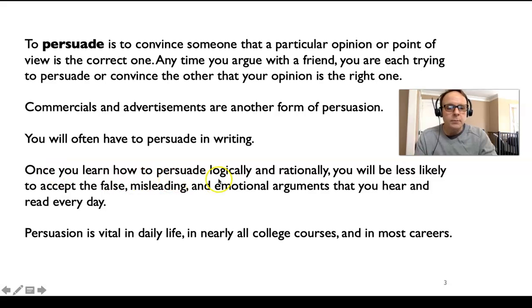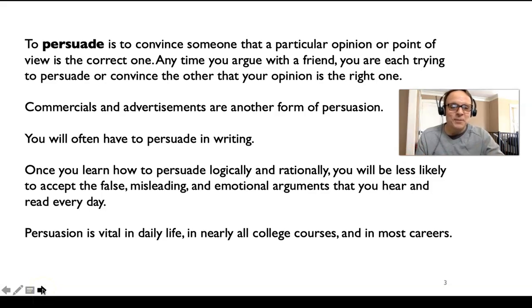And so, knowing how to persuade logically and rationally, you'll not only be better at persuading people, but you'll be less likely to accept information that's false, misleading, or just overly emotional arguments that you hear and read every day. And believe me, I think we're living in a time where there's a lot of information out there that's hard to sort through sometimes. So again, this to me is a really good skill: persuasion, and then argument, and then knowing how to sort through things.